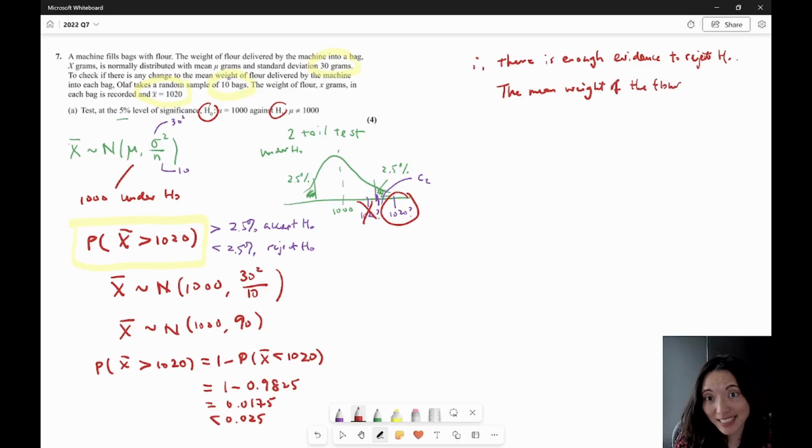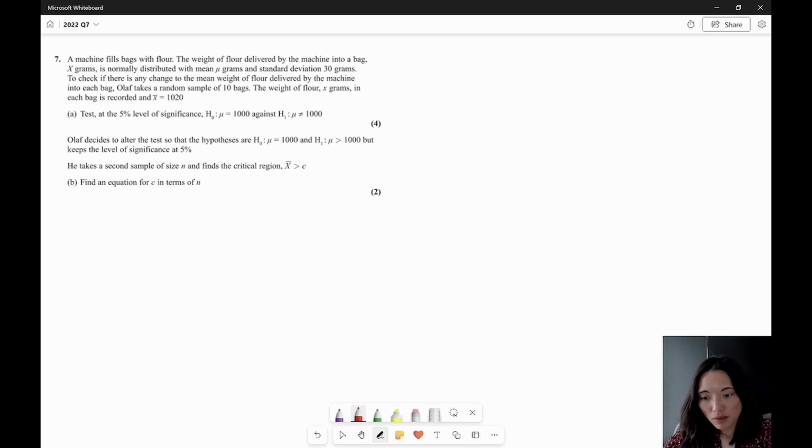Now, what do we say? Do we say it's less than or greater than? Because it's a two-tailed test, the conclusion that we can draw is the alternative hypothesis. The mean weight of the flower is not 1,000 grams. And that's our conclusion. Let's now look at part B.